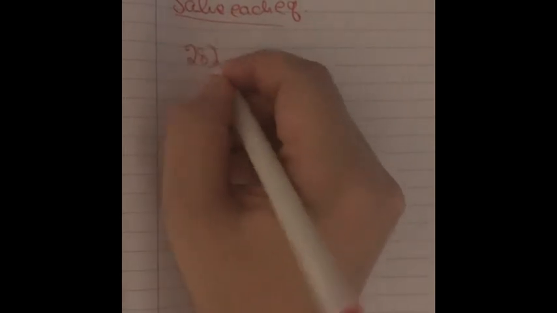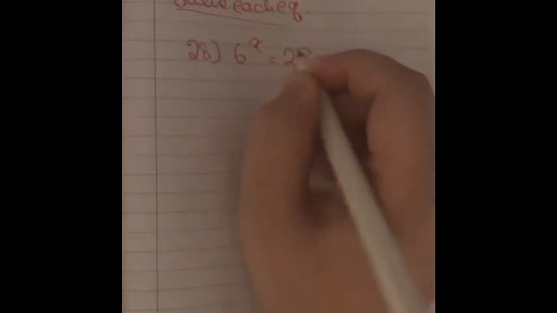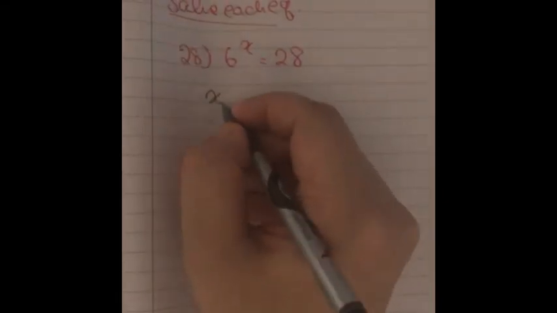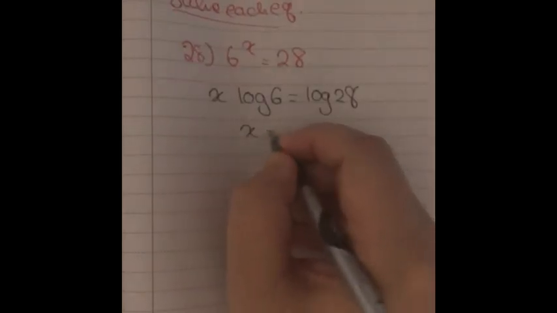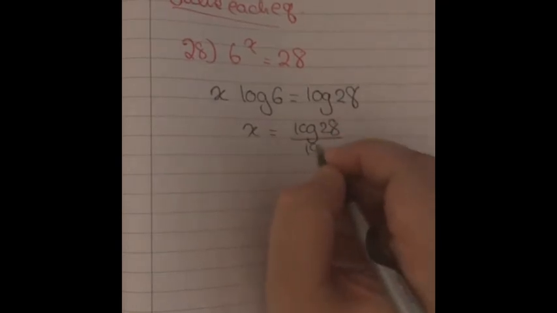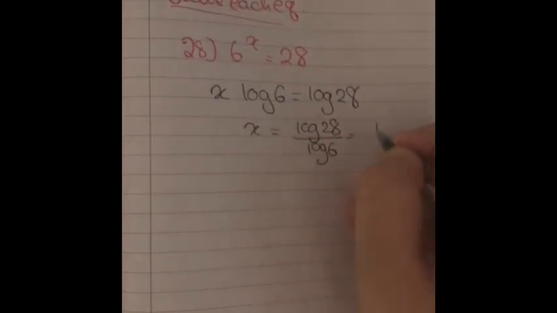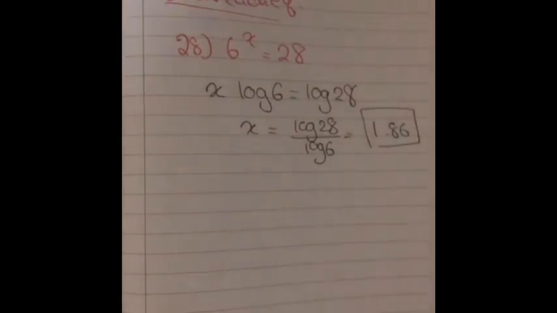Question, let's say 28, for example. Again, solve each equation. 6 to the power of x equals 28. What would you do over here? You would log both sides, and then I'll drop the x in one step. x log 6 equals log 28. So x equals log 28 divided by log 6, and then on the calculator your answer will be 1.86.